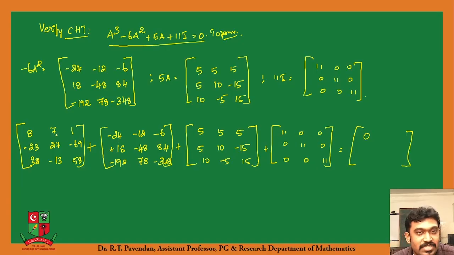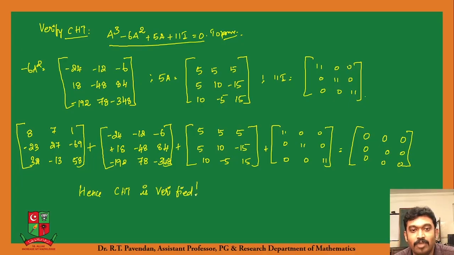0. So 7 minus 12 is minus 5, plus 5 is going to give you 0. So 1 minus 6 is minus 5, minus 5 plus 5 is going to give you 0. Likewise, if you check every single element, you get all zeros for this matrix. So hence CHT is verified. So the first half of the question has been finished. We have just verified CHT, that is the Cayley-Hamilton theorem. That means every square matrix satisfies its own characteristic equation.